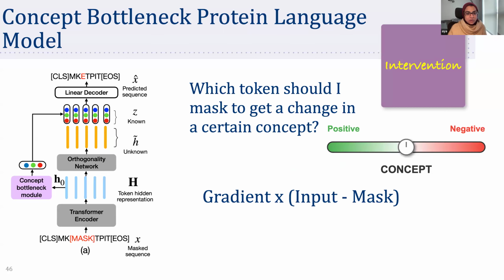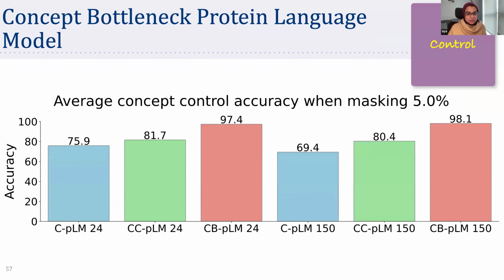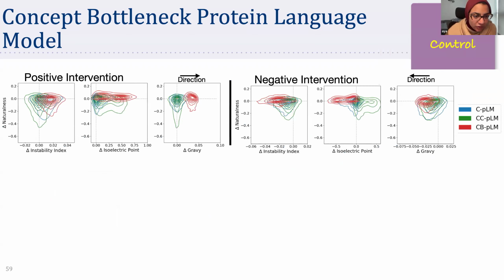And if we go back to here, you can see in the positive intervention, this is the property value, or the change in property value. If I intervene positively, I'm increasing the property value, so I want the distribution to shift to the right. And this is what happens in the red distribution. It shifts to the right. If it's a negative intervention, I would want the distribution to shift to the left. And this is what happens here too.